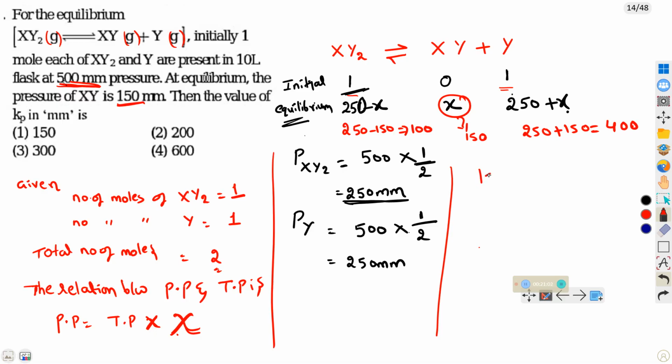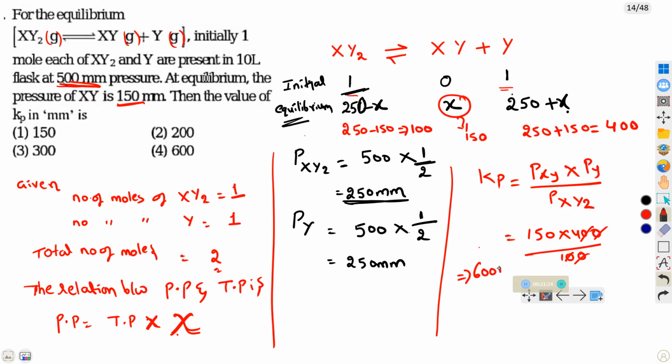Now Kp is equal to partial pressure of XY into partial pressure of Y by partial pressure of XY2. Simplify. 150 into 400 by 100. The zeros cancel. 150 into 4 is 600 mm. Fourth option is correct.